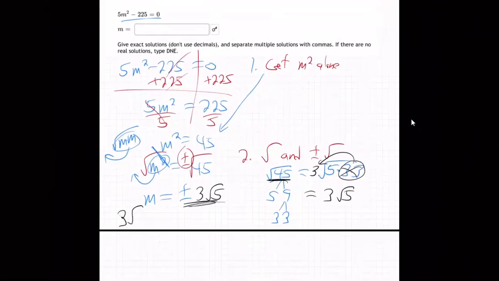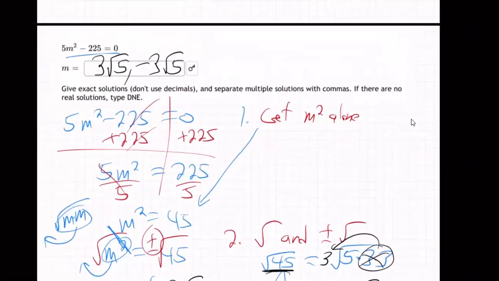We type in 3 square root of 5, comma, negative 3. It's fine to have a negative in the front. You just can't have a negative inside the root. That's when you do imaginary. That's when you send out the I. So our answers are 3 root 5, comma, negative 3 root 5. Those are the two answers.